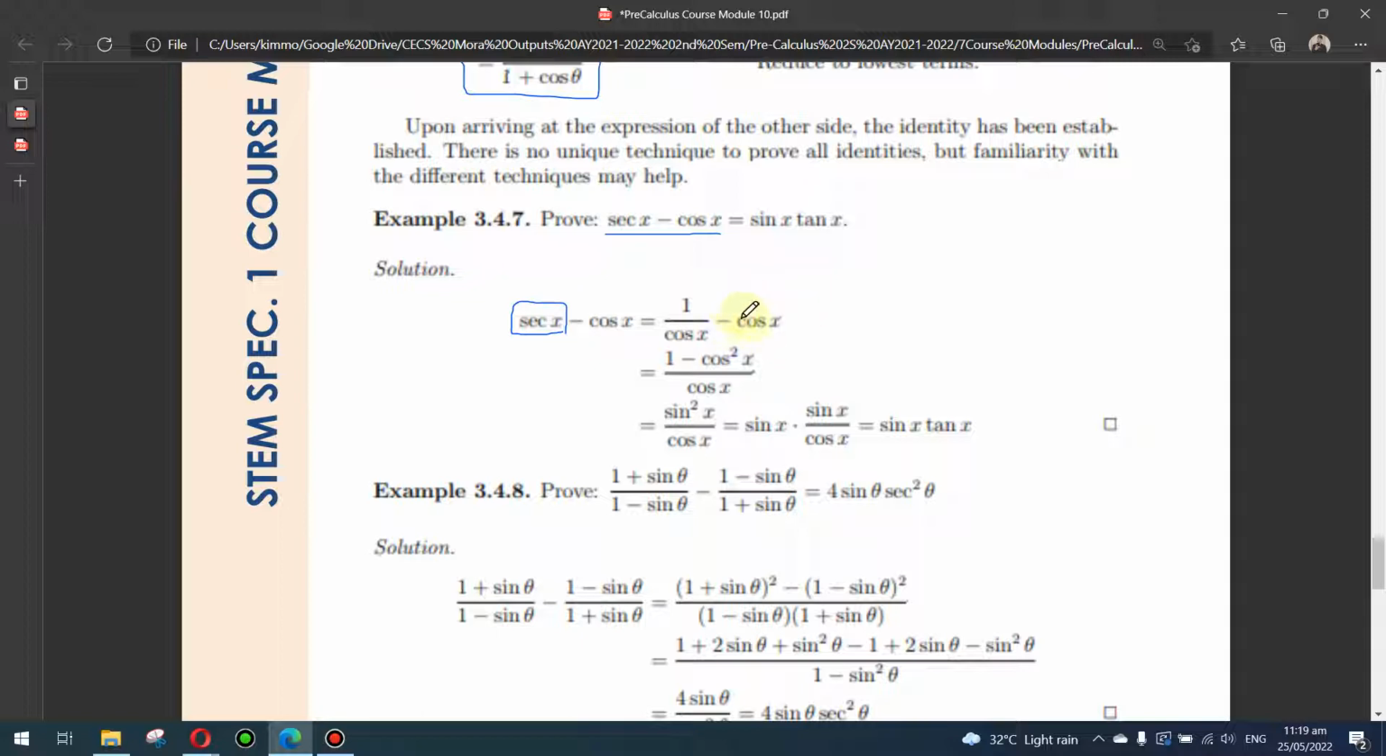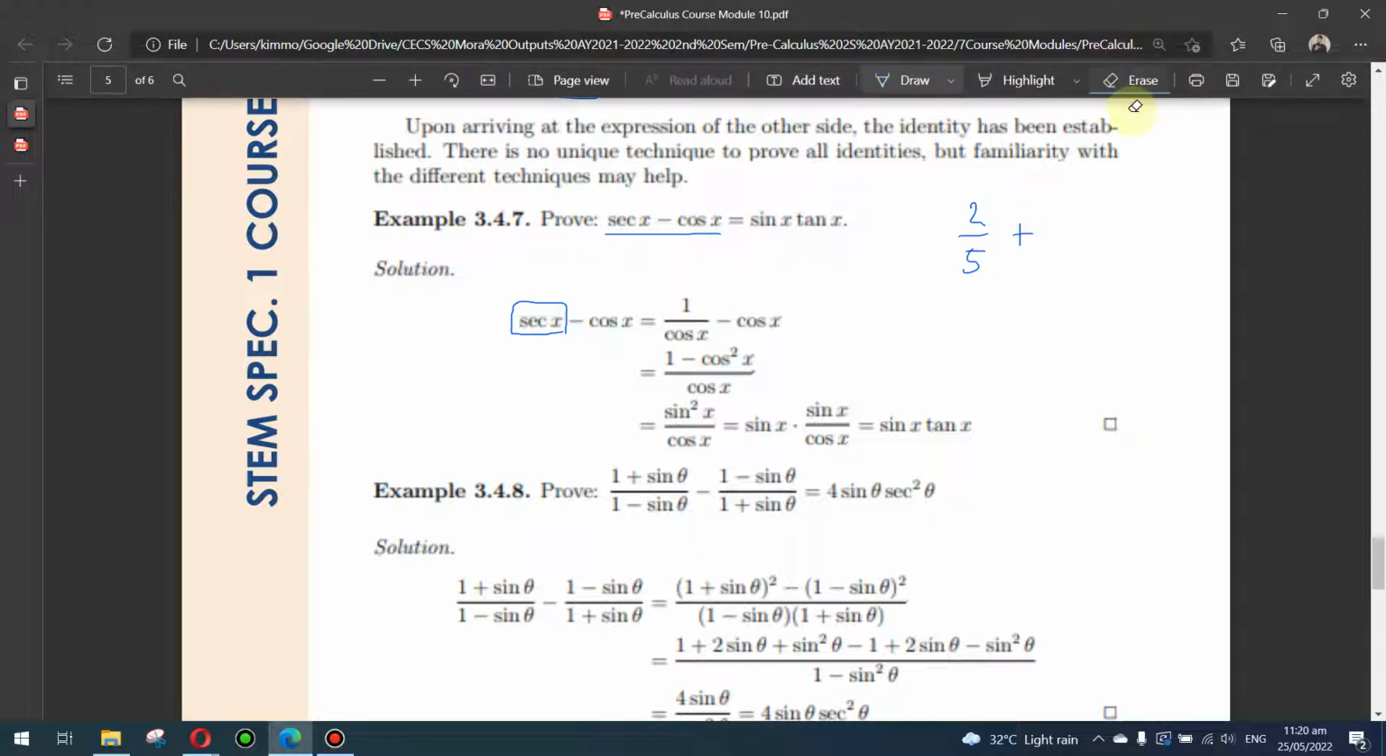So, copy lang nato si cosine x. Next is atong i-add kani siya ani niya. Di ba kung may 2 over 5 plus or minus na lang minus 3. So, mura siya gingani, no? Fraction minus whole number, no? Fraction minus whole number. And saan ganin na siya pag-solve?